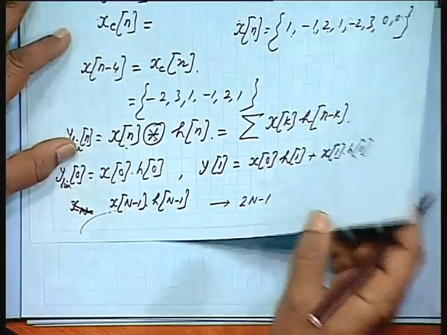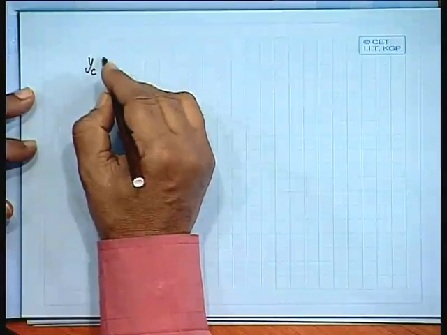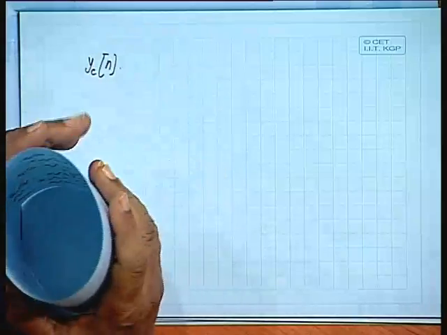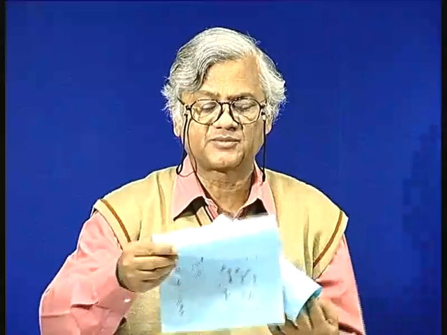Now, let us see what happens in case of a circular shift. Y circular, I have once again the same number of points, say 6 points here, 0 to 5, x0, x1 up to x5. Similarly, h also I have got 6 points. It is like this.